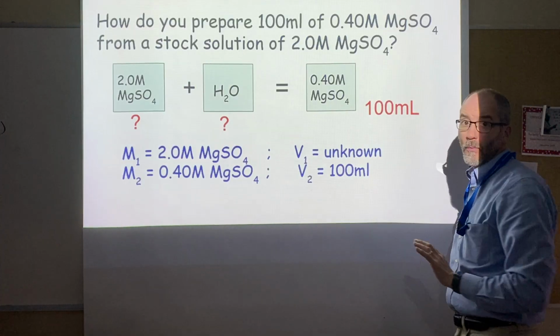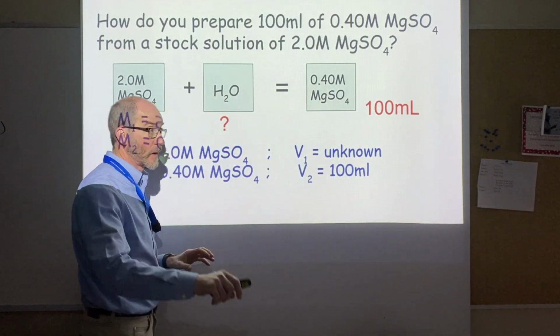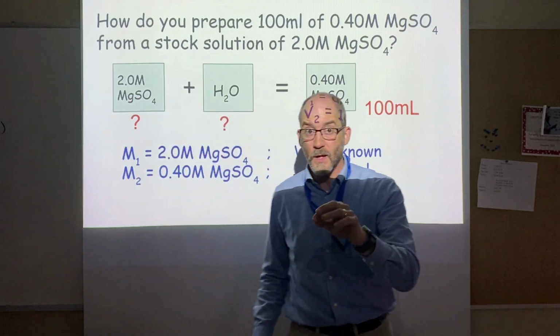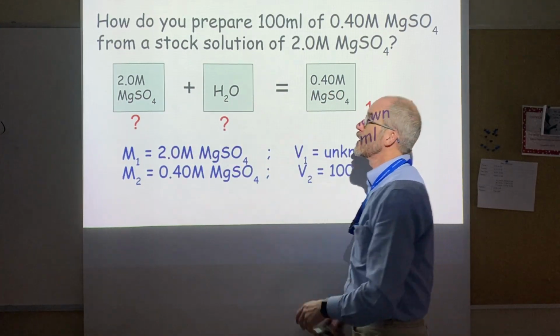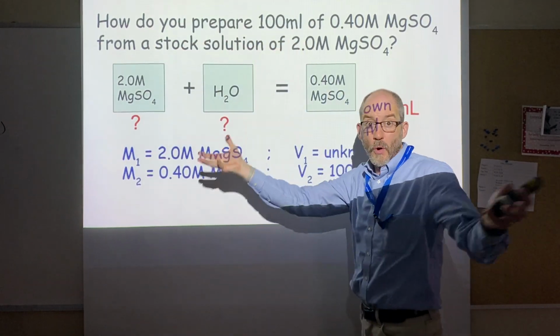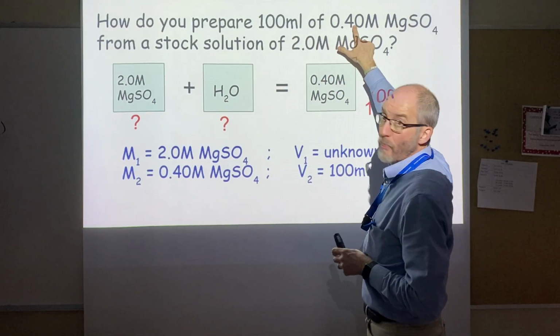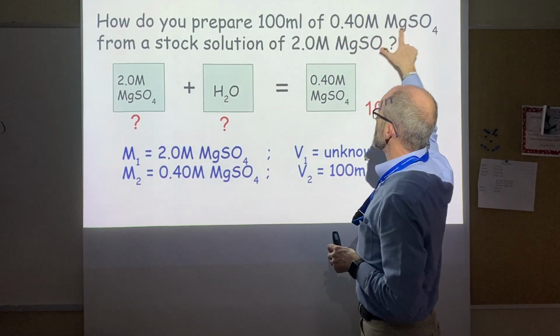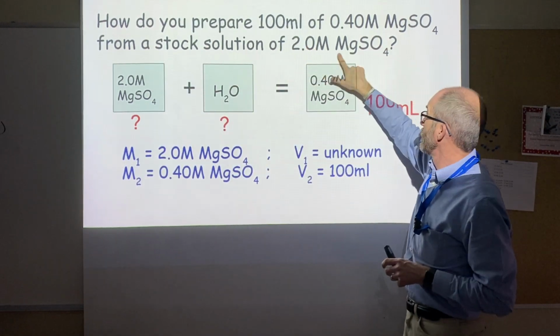But let's have a problem. So here goes. This is the last item that we're going to look at. We've already looked at a liquid and a solid, and now we're looking at a liquid and a liquid. So what do you know? It says, how do you prepare 100 milliliters? You know how much you want. You want 100 milliliters of volume of 0.4 molar magnesium sulfate from a stock solution of 2 molar magnesium sulfate.